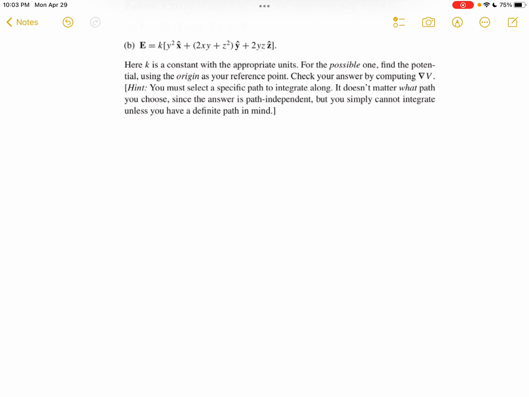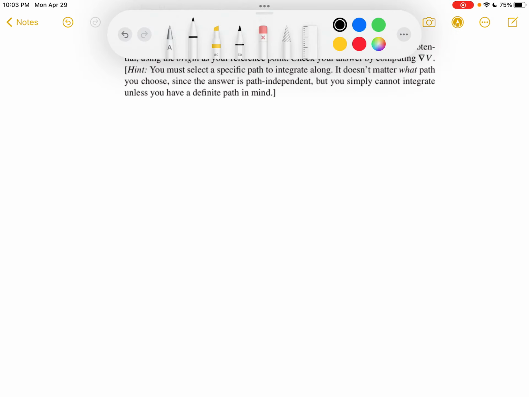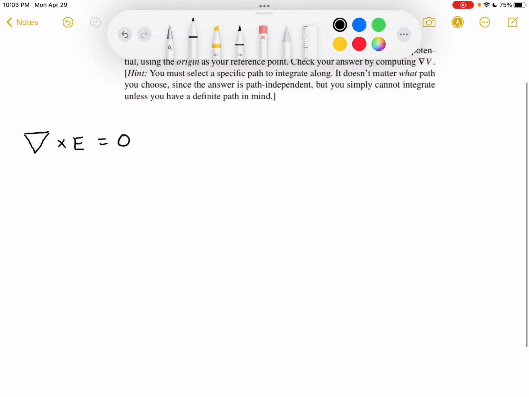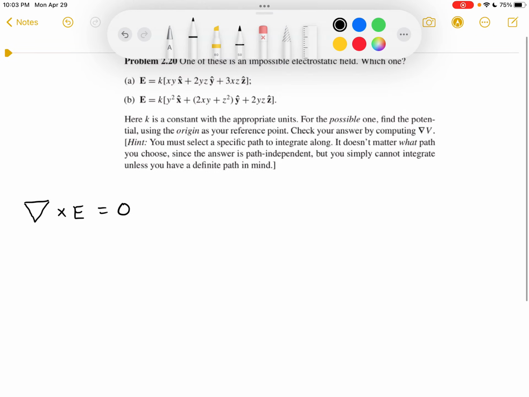So for you to know an electric field is possible, we know that the curl of the electric field has to be equal to zero. So we want to take the curl of both of these electric fields.